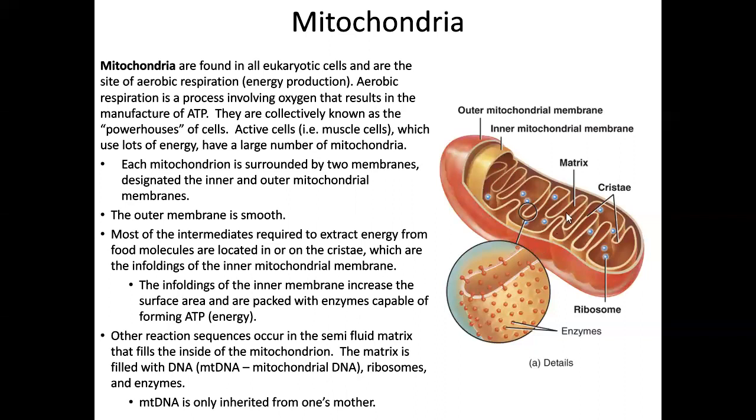Other reaction sequences can take place in what's called the matrix of the mitochondria, a semi-fluid that fills the inside of the mitochondrion. So it's inside the cristae. This is where you'd be going through what's called the Krebs cycle or citric acid cycle, something many of you may have learned about before. You can see little blue dots in our picture there show you that there are ribosomes as well inside the matrix. We talked about ribosomes a little bit ago and how our mitochondria have them.